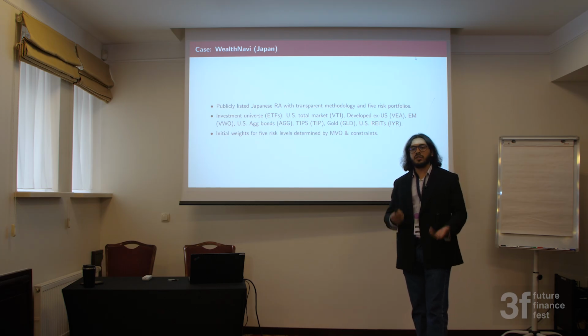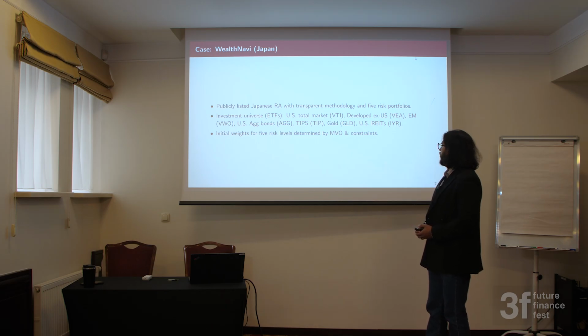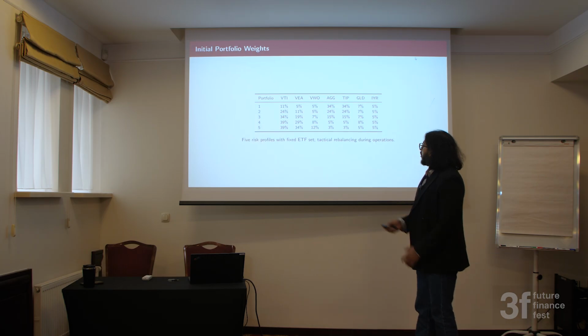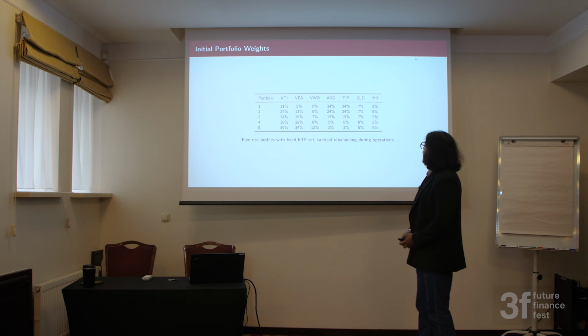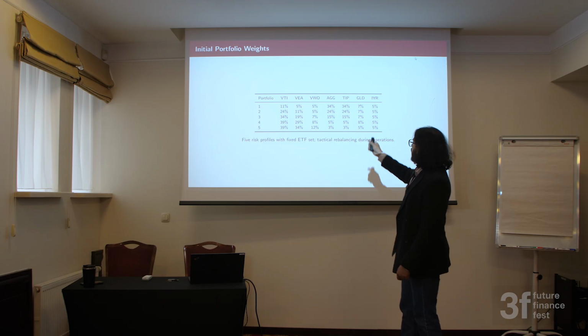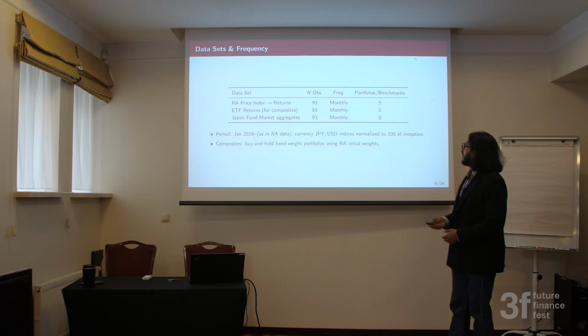So that was a very good starting point to understand what the strategic allocations were, right? As per their white paper, they use MBO and constraints not specified. So these are the 5 risk profiles that they have. They have 5 portfolios, 5 buckets of risk. You will see the portfolio weights for each of the portfolio buckets.